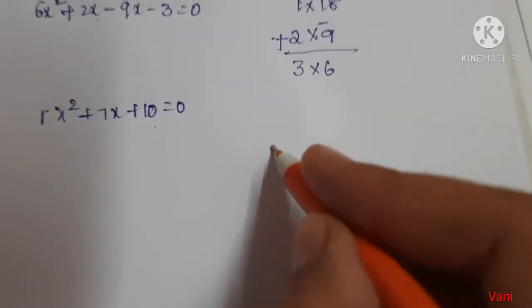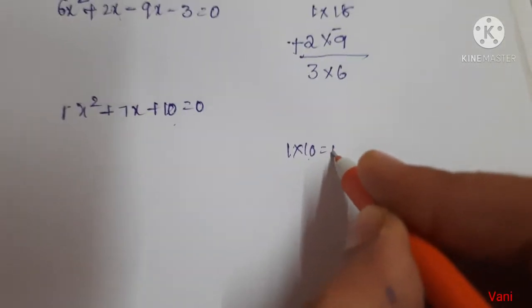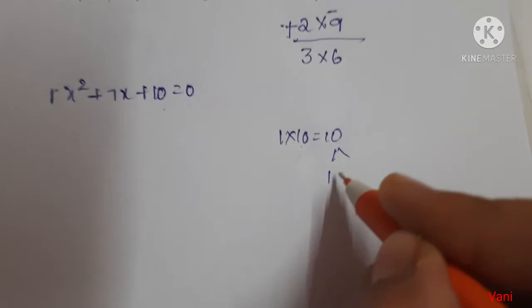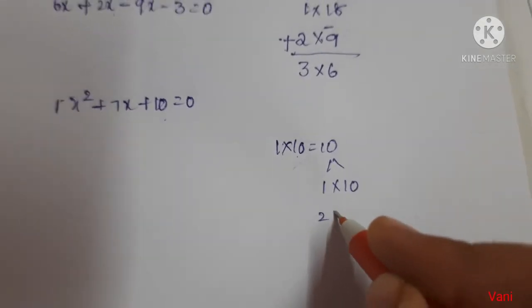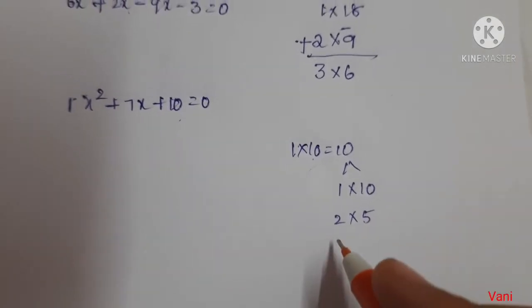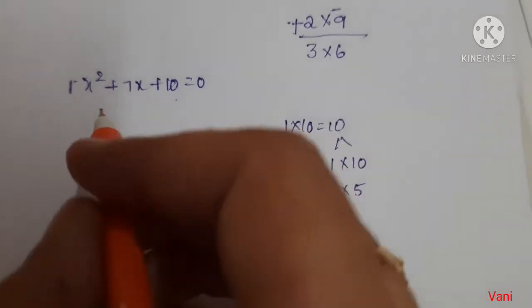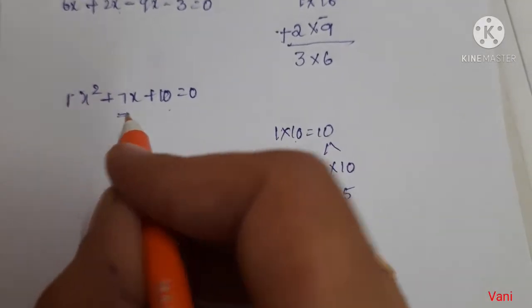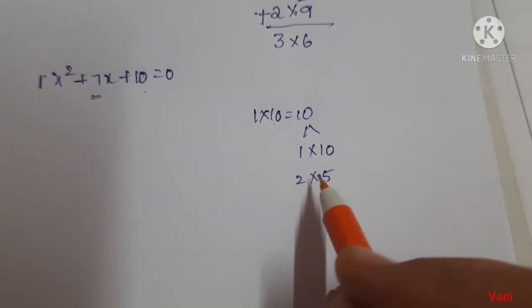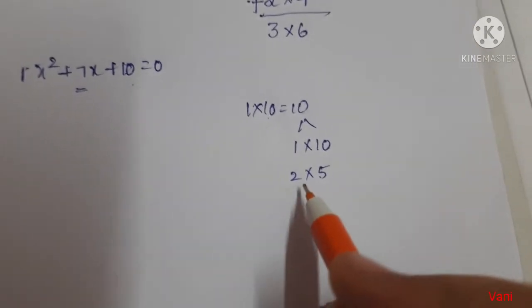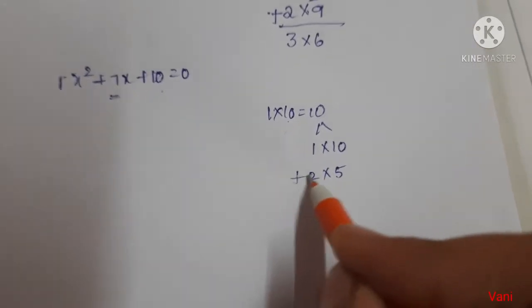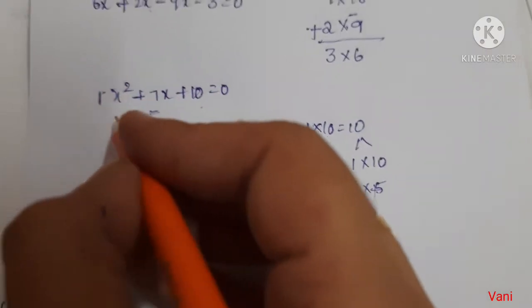So 1 into 10 gives 10. Now write the factors of 10: 1 into 10, 2 into 5. Then 5 into 2 would be repeated. Here the x coefficient is 7. If you add or subtract any two of the factors, you should get plus 7. If you observe, 2 and 5, plus 2 and plus 5 gives plus 7.